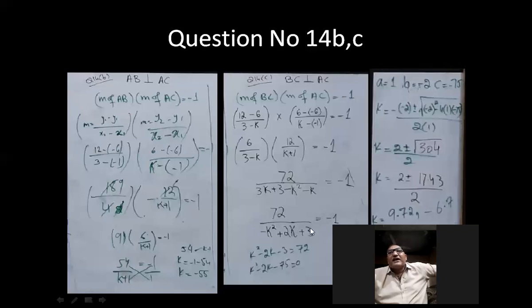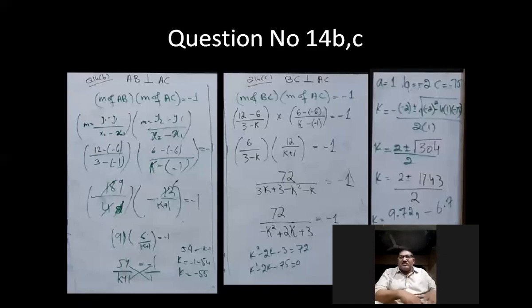Just cross multiply. So this -1 will multiply with this thing. So you will have K square minus 2K minus 3 equals 72. Bring this 72 to the left side. So you will have K square minus 2K minus 75 equals 0. So here middle term breaking cannot be done.